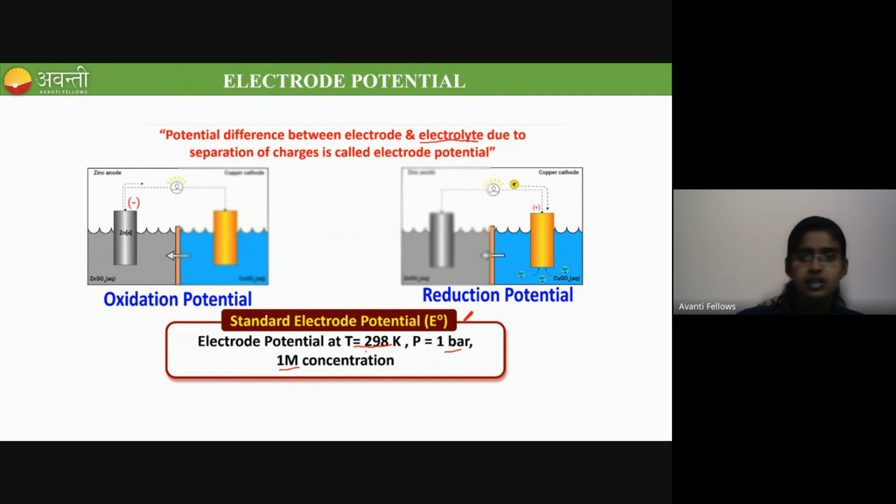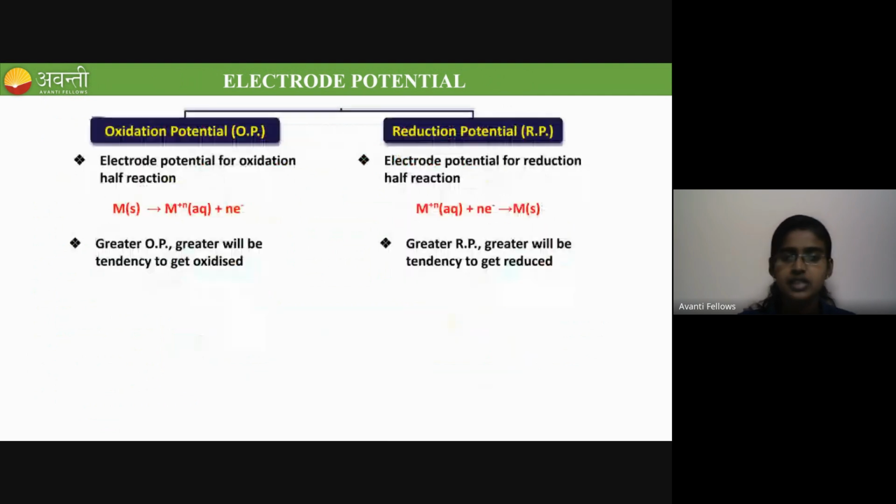Let me discuss in more detail about oxidation and reduction potential. Oxidation potential is the electrode potential for the oxidation half reaction. You can see the general reaction there.